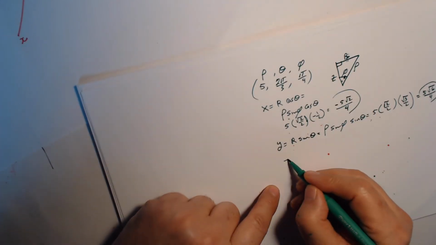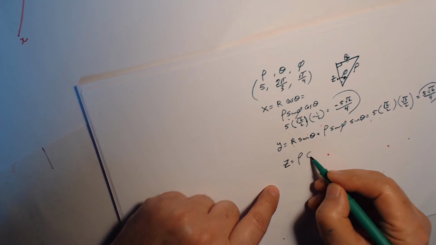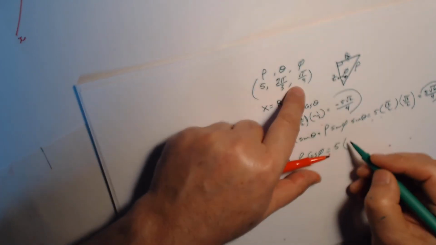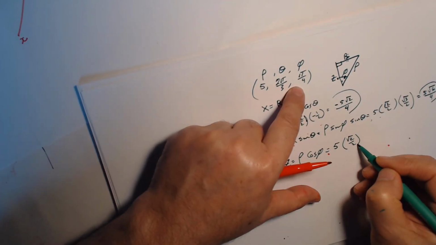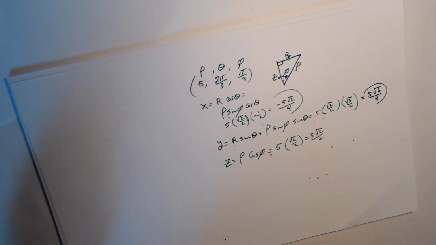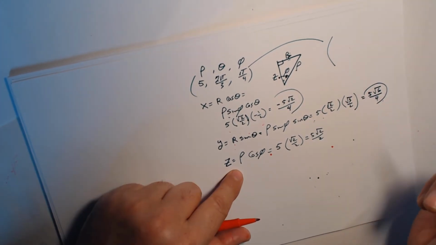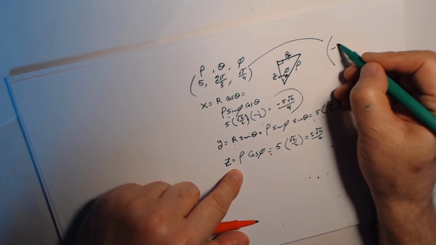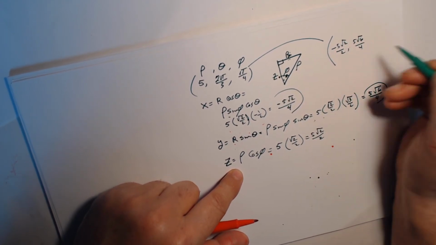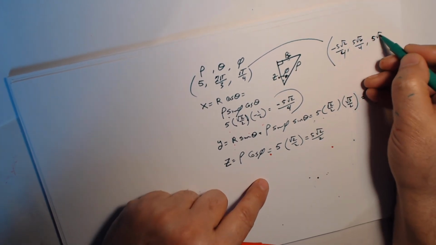But somebody said, what is my z? Z is adjacent, it is rho cosine of phi, and that is 5 cosine of pi over 4, which is radical 2 over 2, and that is 5 square root of 2 over 2. Then I change easily from spherical to the Cartesian, which is negative 5 square root of 2 over 4, 5 square root of 6 over 4, and 5 square root of 2 over 2.